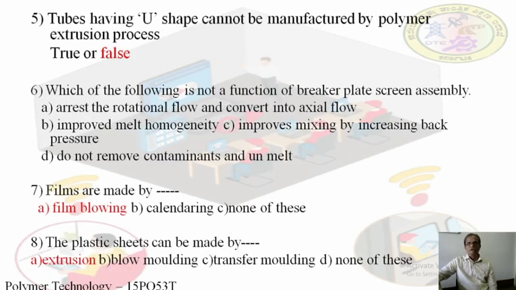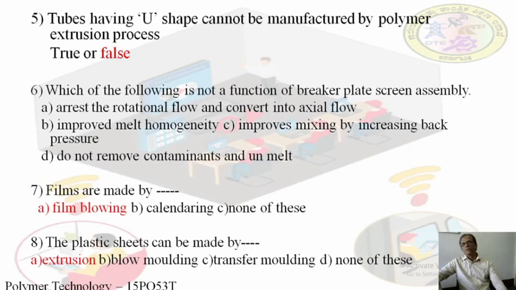Question number 5. Tubes having U shape cannot be manufactured by polymer extrusion process. Say true or false. This statement is false. U shape can also be produced.